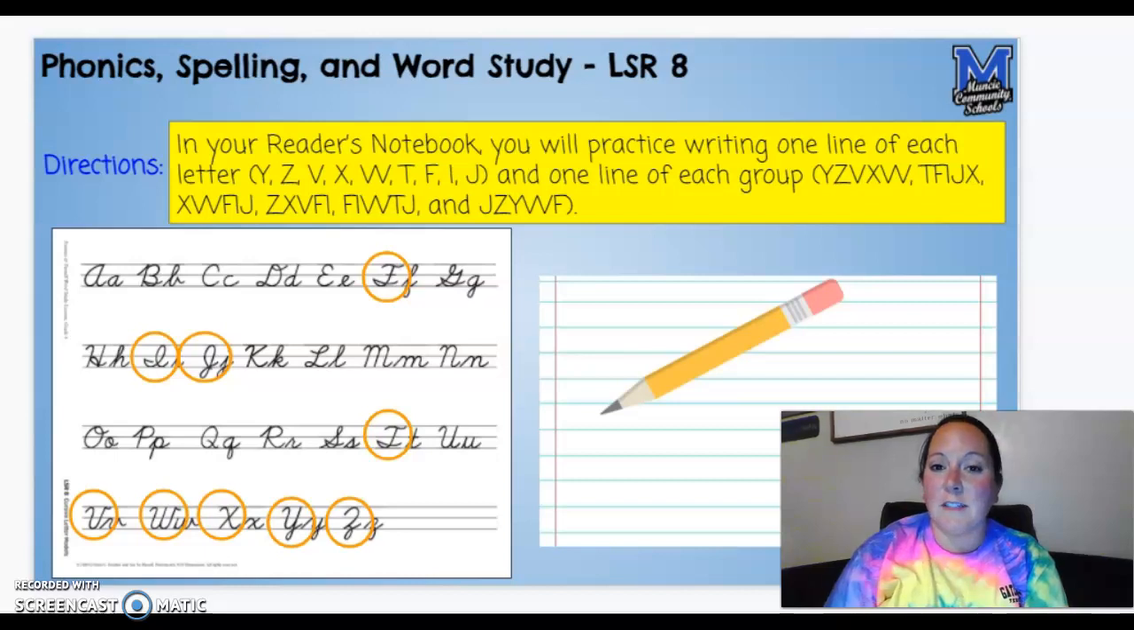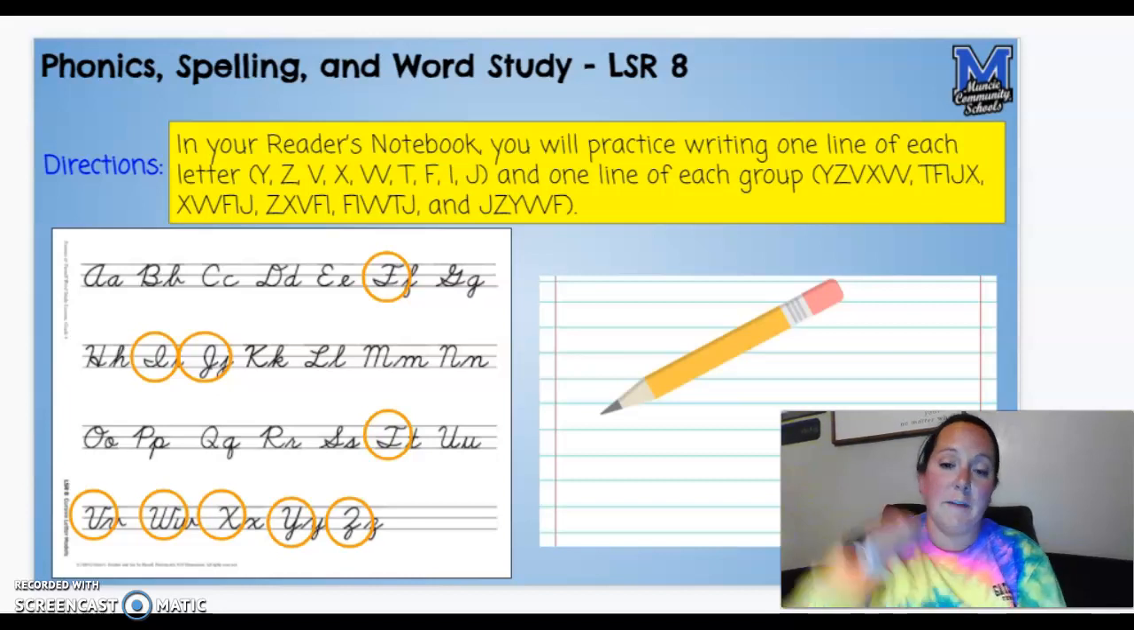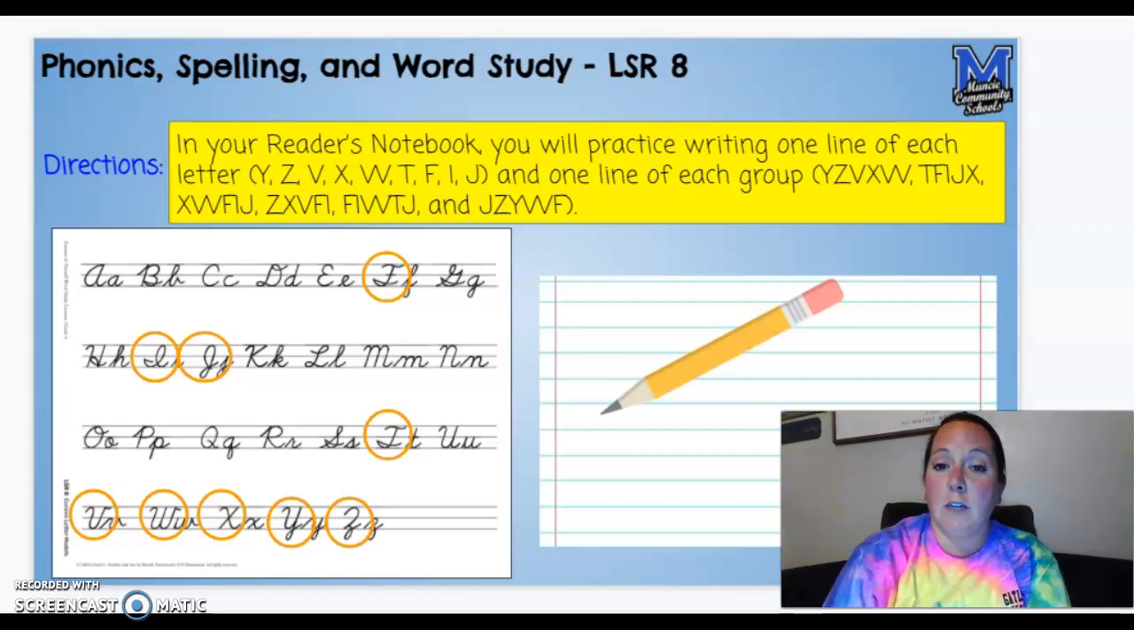Today, during your phonics word study lesson, you practice writing uppercase cursive letters again. Today, you practice writing the letter Y, Z, V, X, W, T, F, I, and J. For your practice today, you are going to write either on a piece of paper or in your reader's notebook, whichever your teacher prefers, one line of each of those uppercase cursive letters.